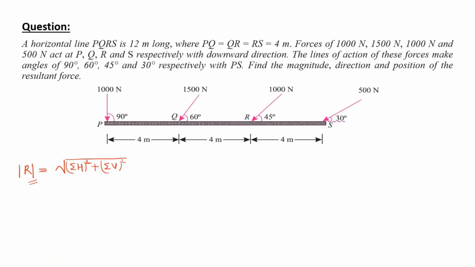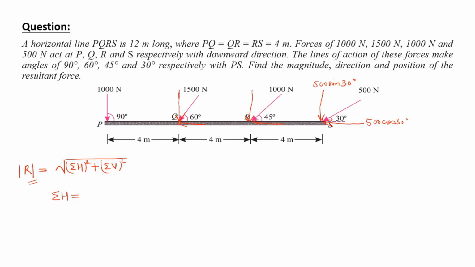So let's calculate sigma H. Sigma H will be given by all the horizontal components of the forces. Let's say this is the 500 Newton force acting 30 degree with the horizontal. When we resolve this force into two components, horizontal and vertical, this will be 500 cos 30 degree, and this will be 500 sin 30 degree. Similarly for the others, and this one is already at 90 degree, so it is only vertical, no horizontal component is available for this force.